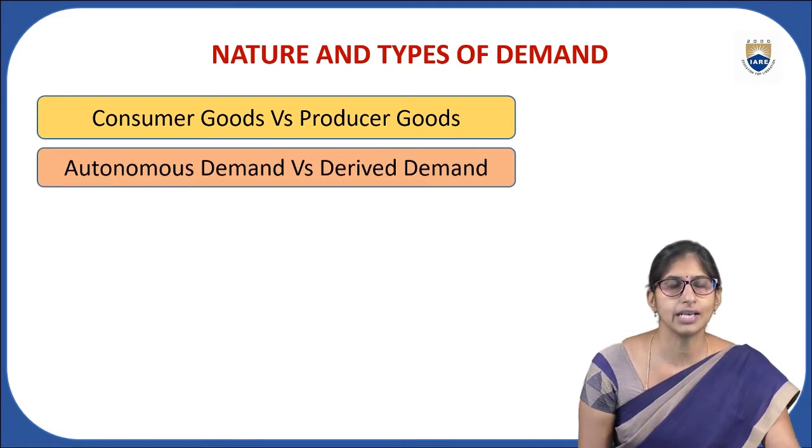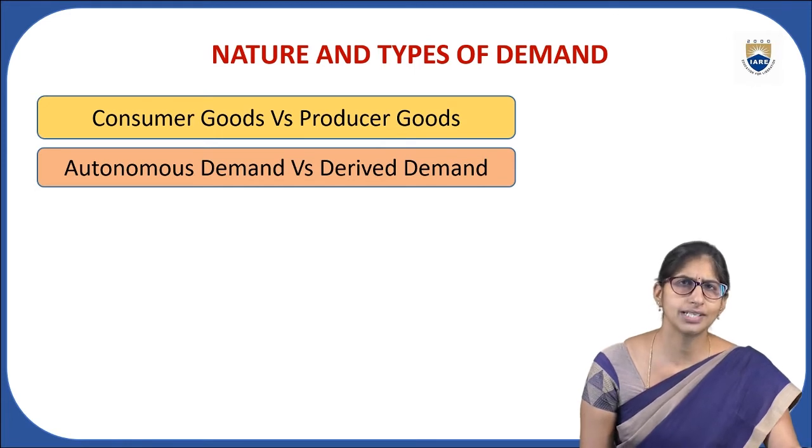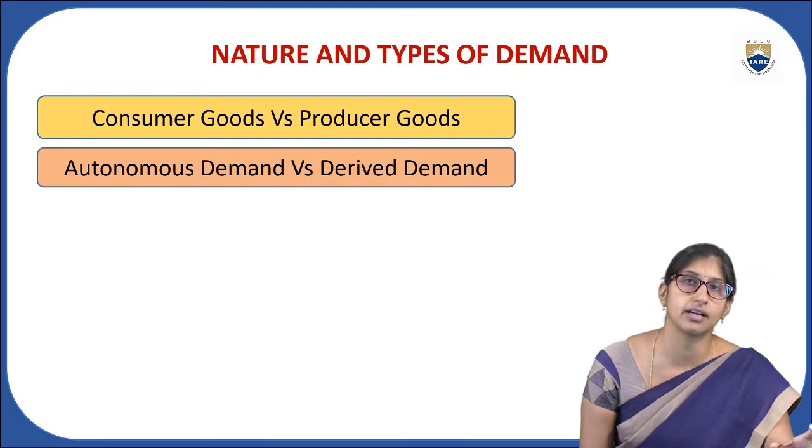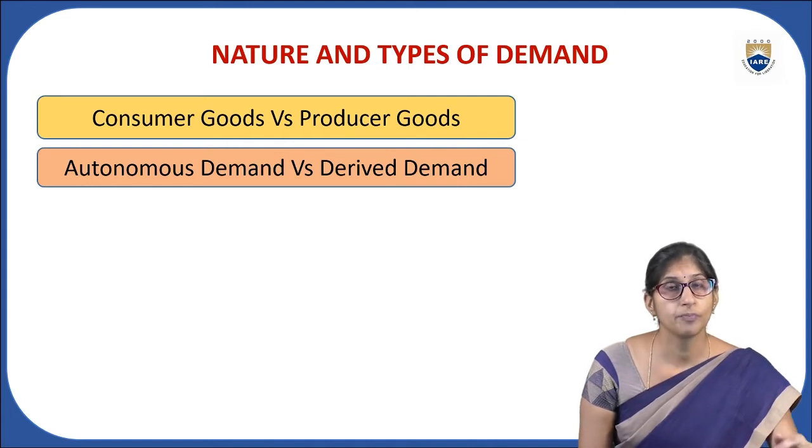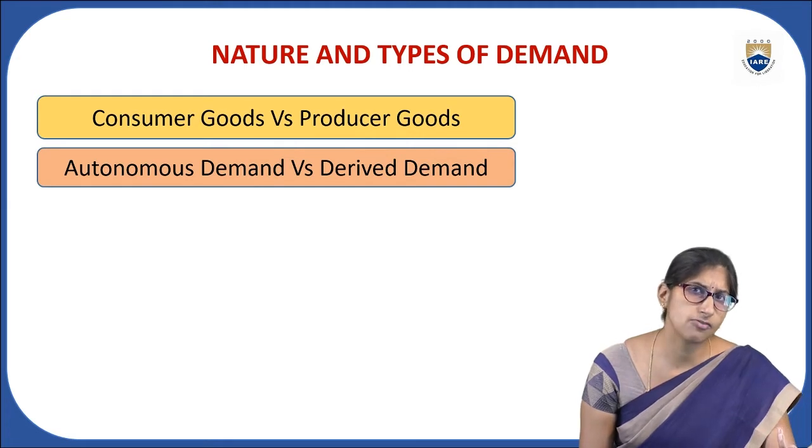So now coming to the next type of demand, that is autonomous demand and derived demand. What is this autonomous demand? Autonomous means independent, right? Independent demand. How is independent demand created? How is derived demand created? So what is this derived demand?